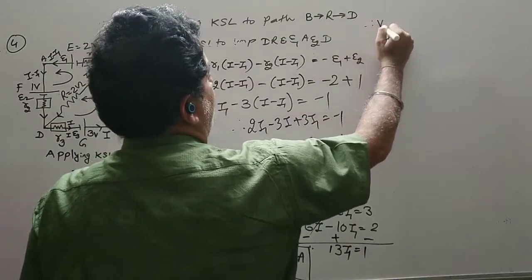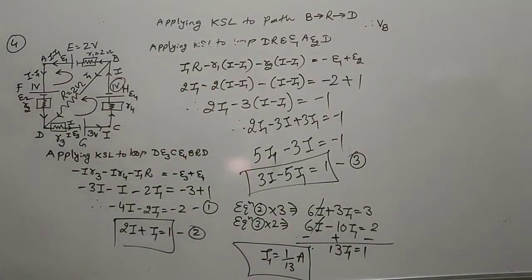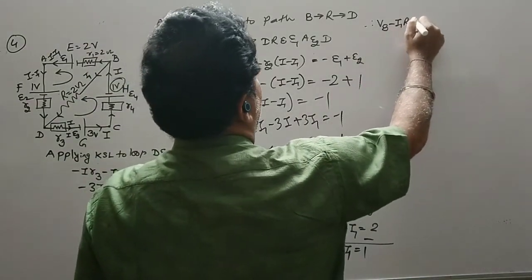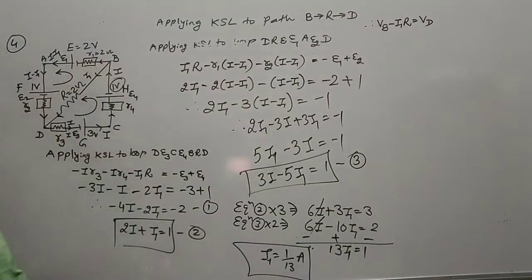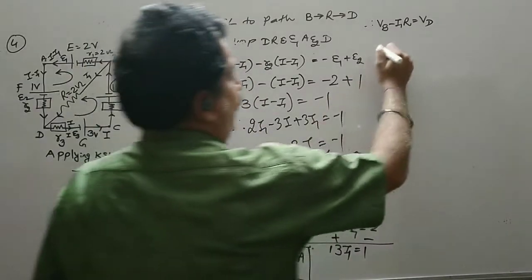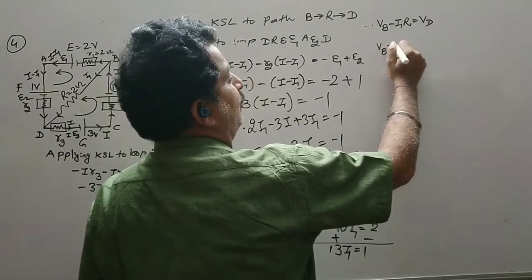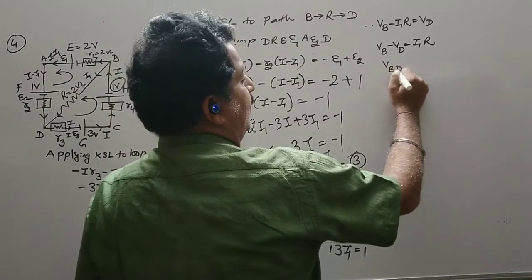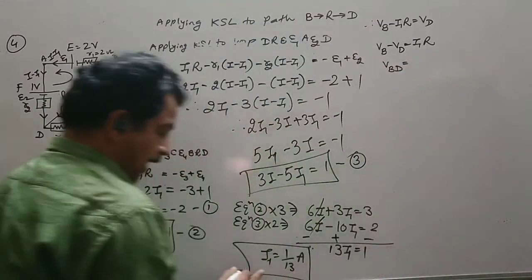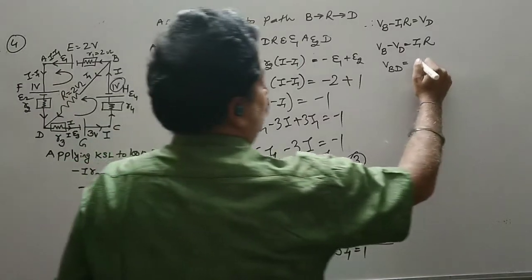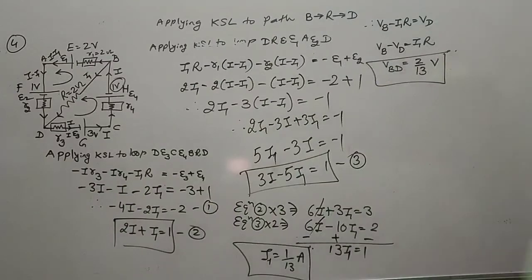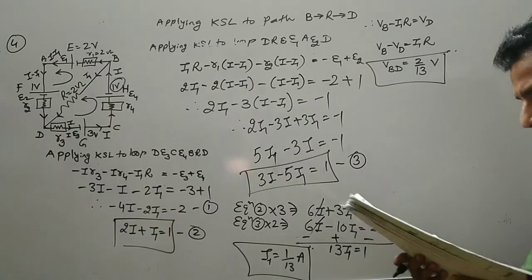So we start with B, therefore VB, in the direction of the current, so minus I1R, and we stop at D. So that is VD. We want to find out the potential difference between point B and D. So VB minus VD is equal to I1R. So VBD is equal to I1, which is 1 by 13, multiplied by 2. So we have 2 by 13 volt. This is the potential difference between point B and D.